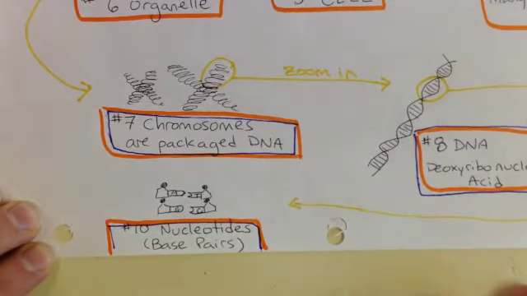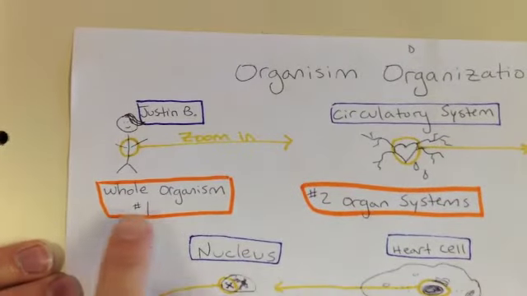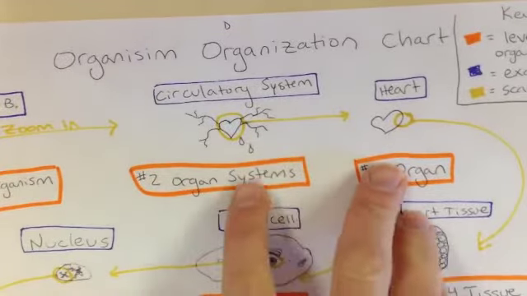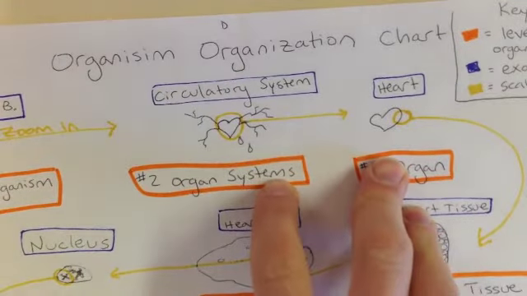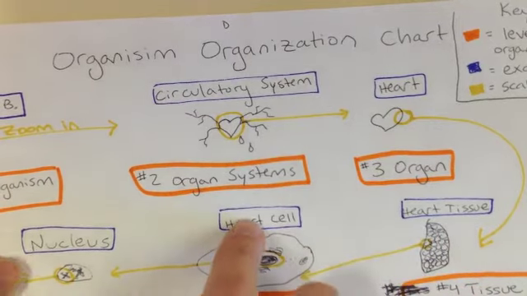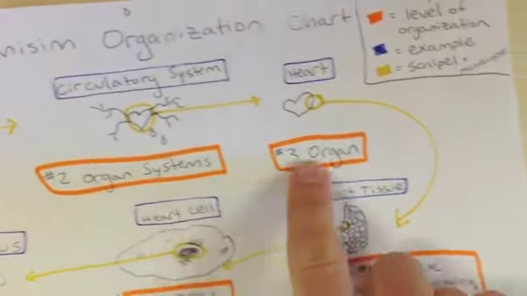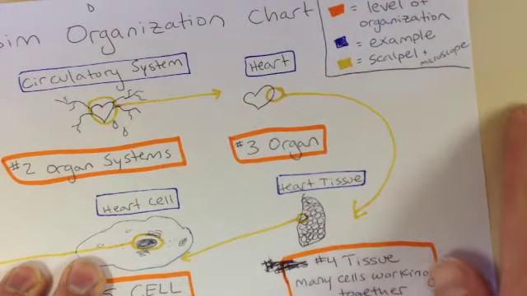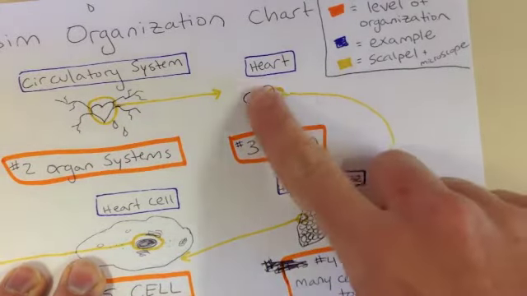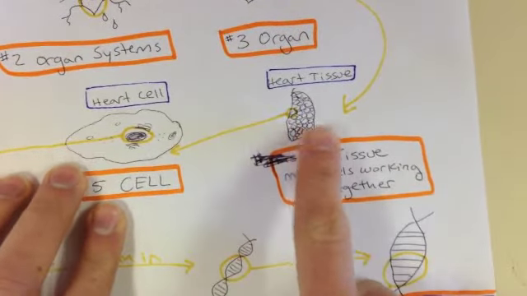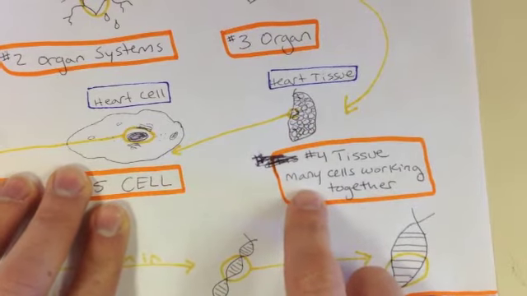So let's do one more overview. I'm going to start back up at number 1. You take the whole organism. If you were to slice open a whole organism, you would see different systems. You would see a circulatory system, a digestive system, a nervous system. And if you were to take just one piece of that system, you would have an organ. Organs are lots of different tissues that work together. Now, if you take one small piece of that organ, you're going to get a tissue, which is a lot of cells that do a job for the organ.